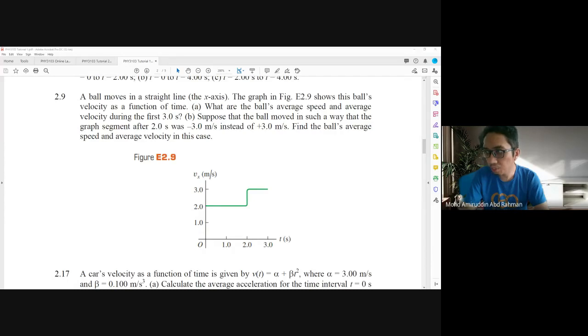So that's the difference between average velocity and average speed. For the average velocity, the velocity considers the reversal in direction. But for the speed, you will just sum up all of the total distance traveled. All right, so that's the answer for problem 2.9.